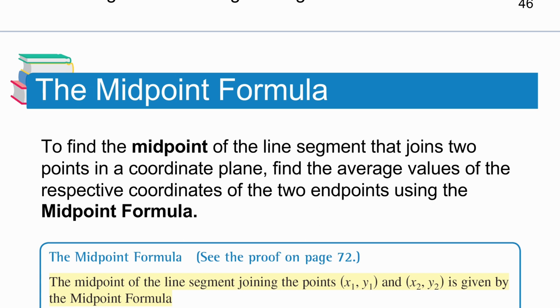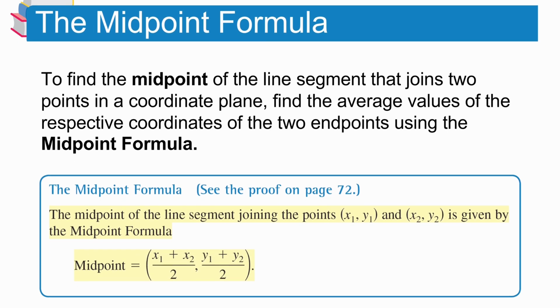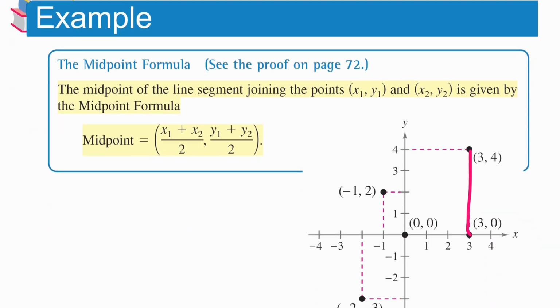The midpoint formula is one of my favorite because it's a pretty easy formula. Basically, what it says is that we take the average. So if you have x1, y1, and x2, y2, then you average your x's. So you add them together and divide by 2, which is exactly what taking the average means. And you average your y's. So the middle or the midpoint is the average of the x's and the average of the y's. And so here's an example of that.